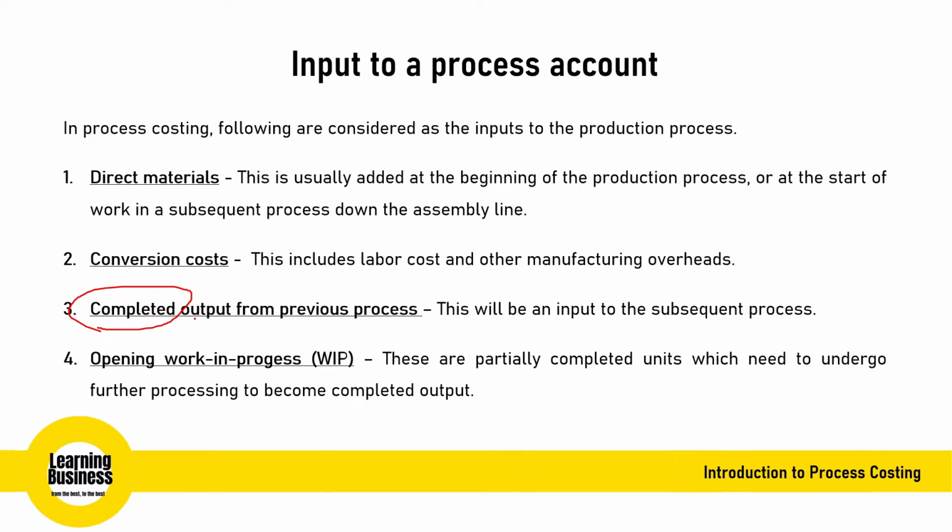Finally, we have opening work in progress. So if you have any half done units from the last time you ran the process, the next time you run the process, this work in progress will become the opening work in progress. This will also be one of the inputs to the process.